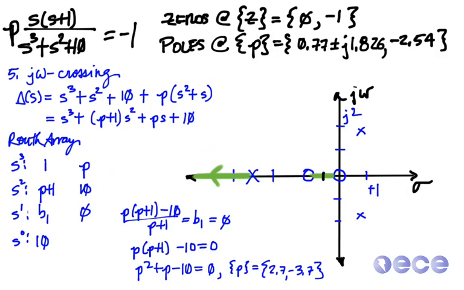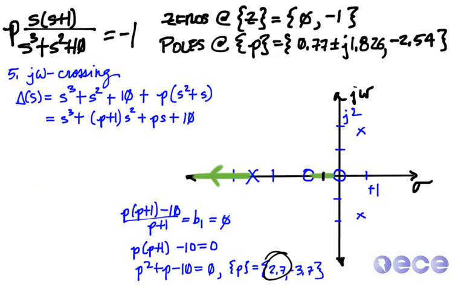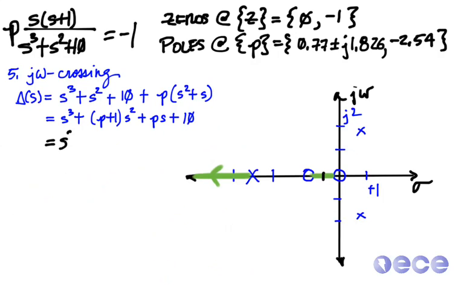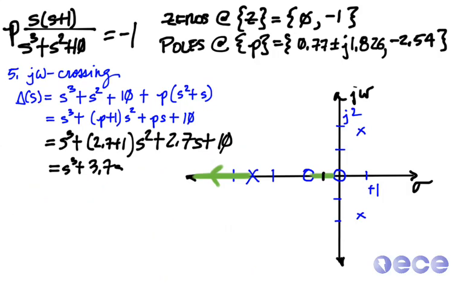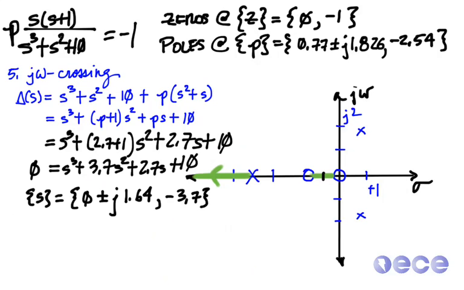So clearly minus 3.7 doesn't make sense, so for p equals 2.7, this is going to give us a root that's on the j omega axis. So we plug that in, 2.7 plus 1 s squared plus 2.7s plus 10, and we solve for s. So these values are at 0 plus or minus j 1.64. So we'll go ahead and label those on the axis here.